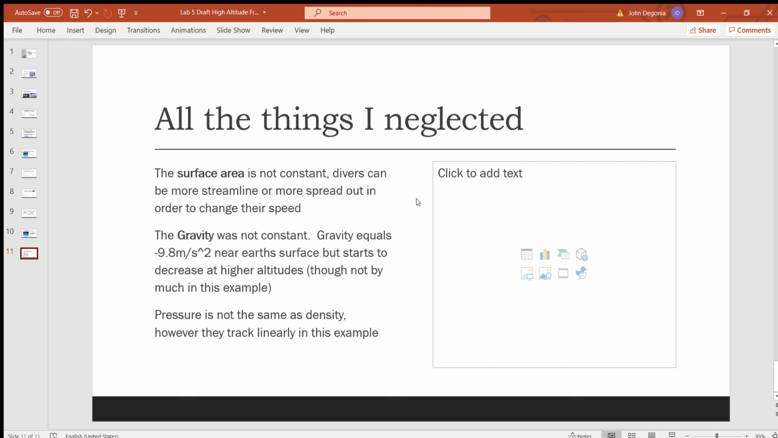Gravity is in fact not constant. Gravity equals about negative 9.8 meters per second squared near Earth's surface, but it starts to decrease at higher altitudes. In this example, it's only about a few decimal places, but it is worth noting. And also, pressure is not exactly the same as density in all situations. However, they track linearly for the purposes of this lab.